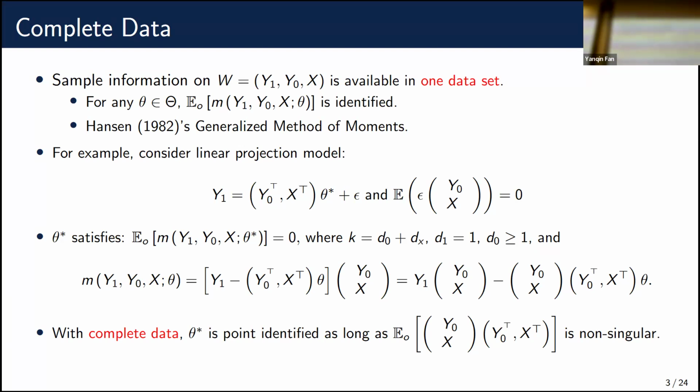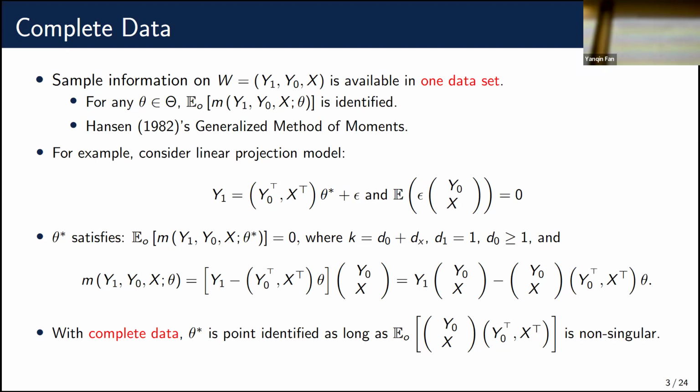The identification of the true parameter theta star now is kind of standard and relies on some rank condition. As long as some rank condition holds, then theta star is identified, and we can use GMM. In econometrics, we call that the generalized method of moments. I believe in statistics it is GEE, generalized estimating equations. But in any case, as long as we have complete data, under some conditions theta star is identified and can be consistently estimated, and inference can be done. This is now well developed.